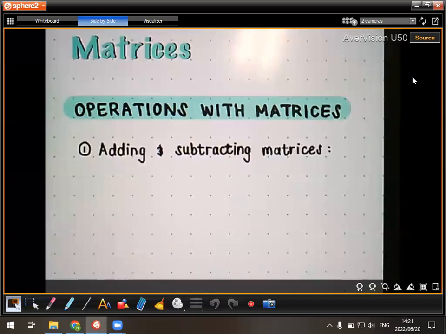Okay, as our first type of operation, we are going to write adding and subtracting matrices. So that is the first type.